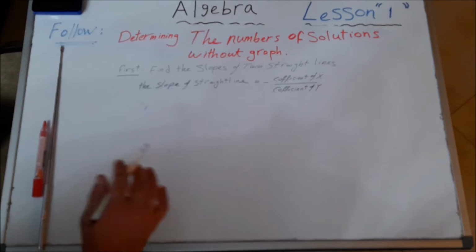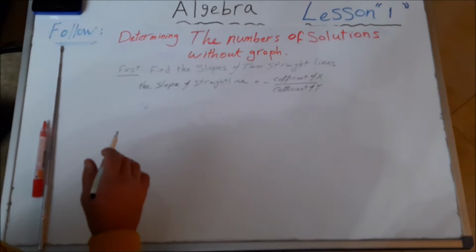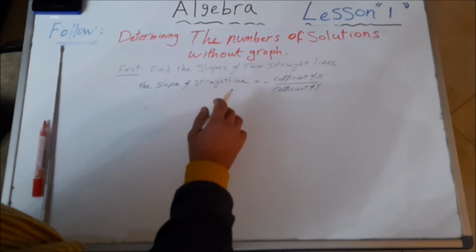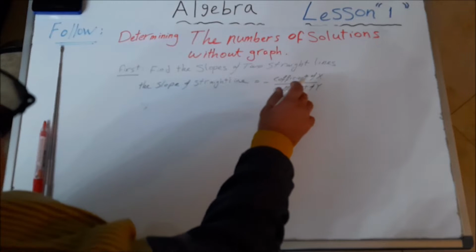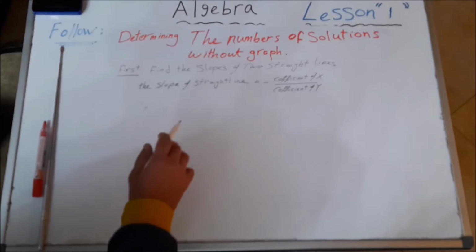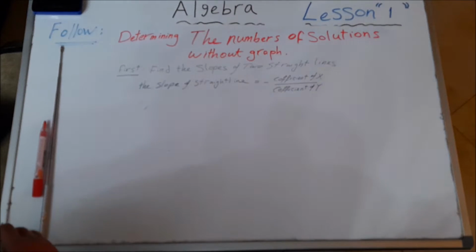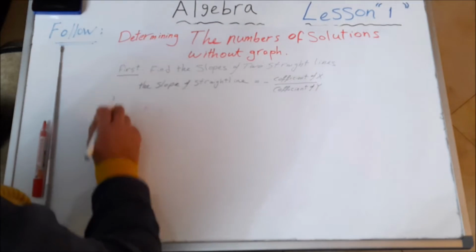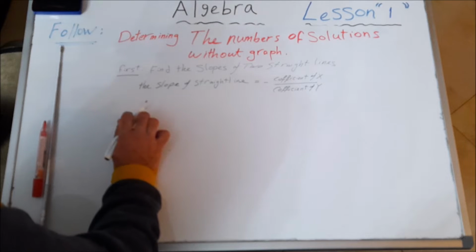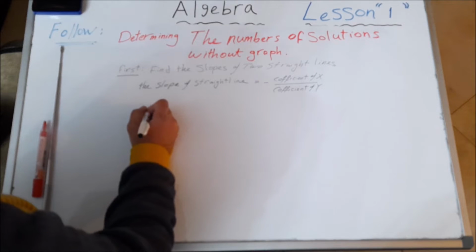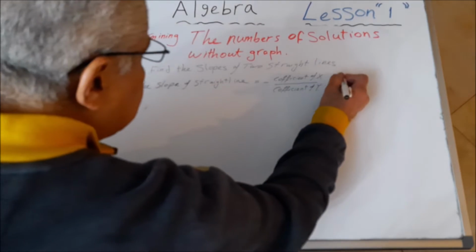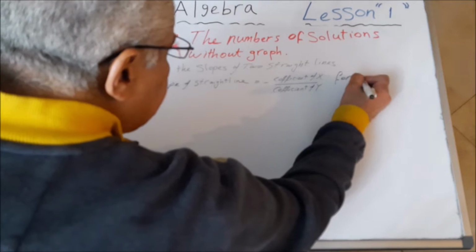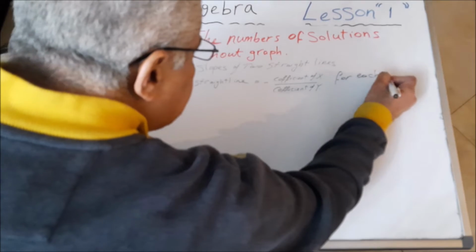يبقى any straight line we need to find the slope of it. We can use this equation. The slope of a straight line equal minus coefficient of x divided by coefficient of y. يبقى دي the first. We find the slope of straight line for each straight line.